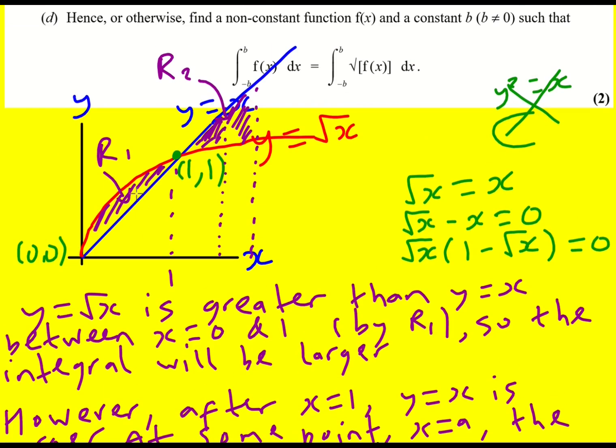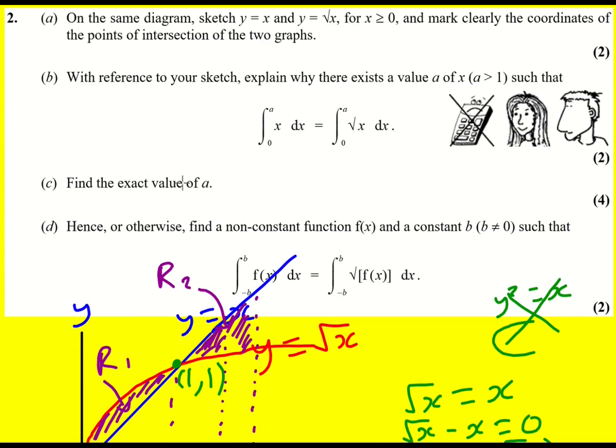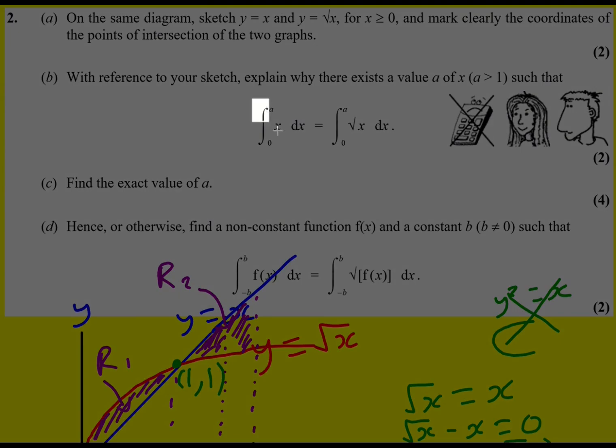You can see that, this is the extra bit you get between 0 and 1, but then from 1 to a, I label this a, we get an extra amount for y equals x, and so at some point they'll balance out, and that means that the integrals will be the same. We're asked to find the exact value of a. So here's our integral.